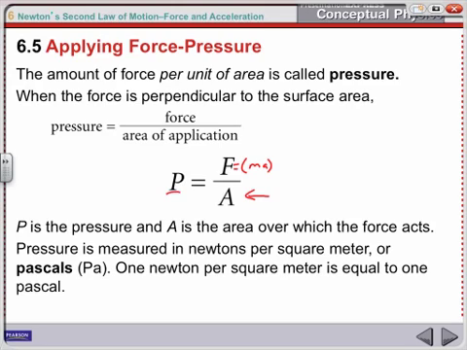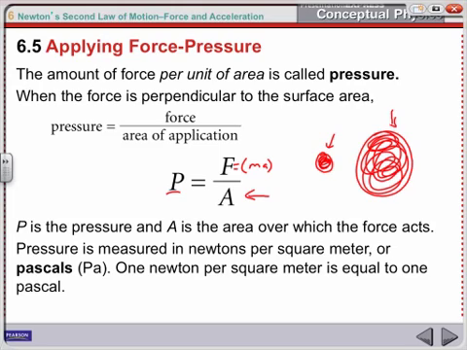So if I apply a certain amount of force to that area, or a certain amount of force to this area, my pressure is going to be different. So the pressure is the force divided by the area. If I apply the same force to both of these, since this one has much more area to it, the pressure would be smaller because I'm dividing by area here. So I wouldn't have as much pressure in that area.